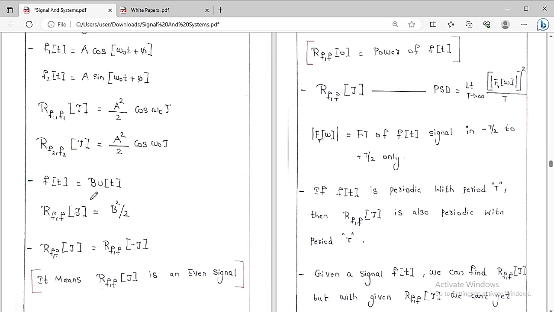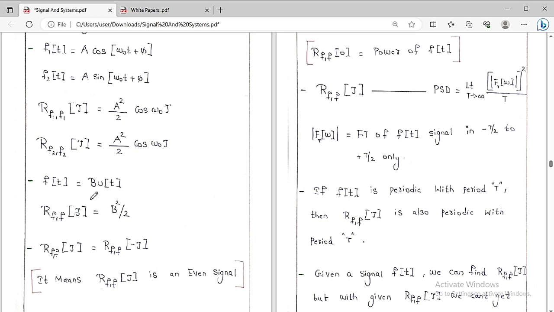Suppose f of t is equal to B into u of t. It is a unit step signal. For t less than 0, its value is equal to 0, and for t greater than or equal to 0, its value is equal to B. Definitely this is also a power signal, because the energy is infinite and the power is finite. So therefore we can say that this is a power signal.